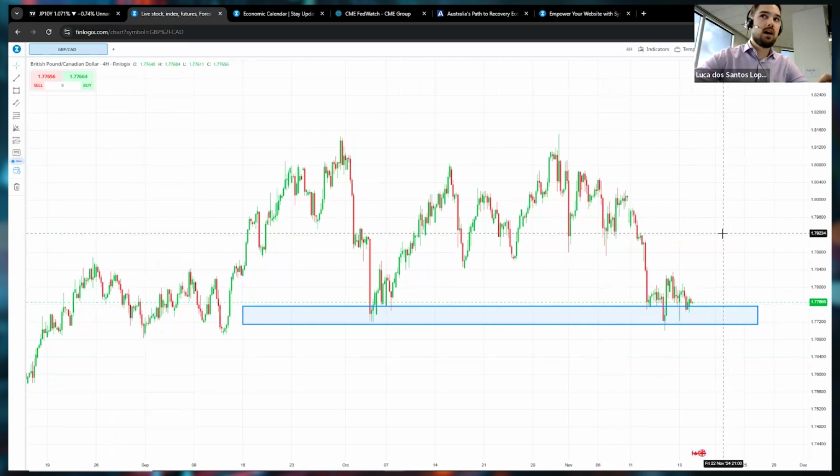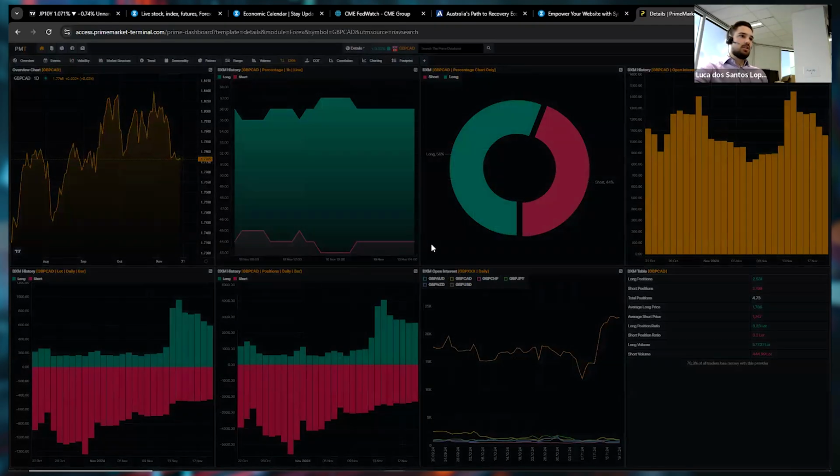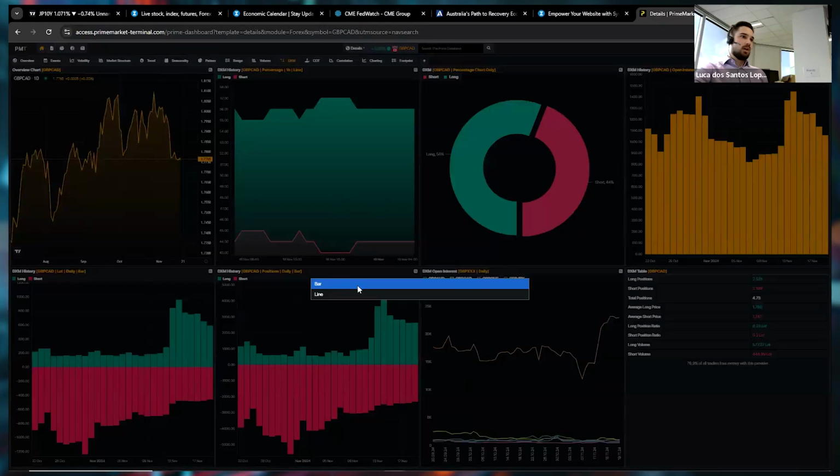I think I would actually be looking to short the Japanese yen and the Canadian dollar, because yes, we're going to have the Canada inflation rate data today, but that data will be pretty quick, and not have many things happening. If we look at the retail positioning just here, we can see that the majority is long. So 56% is long. Let me just change this to a line, sorry, a bar chart.